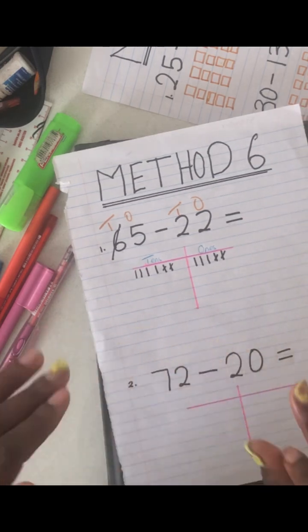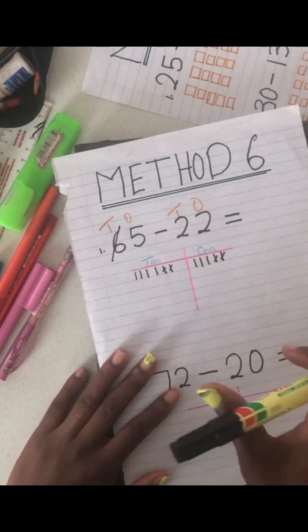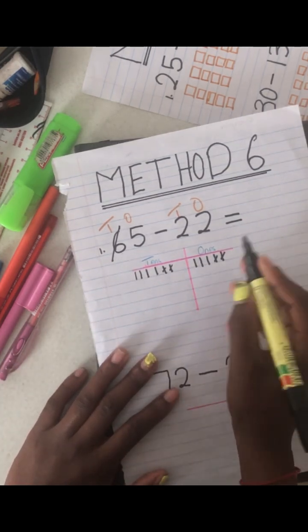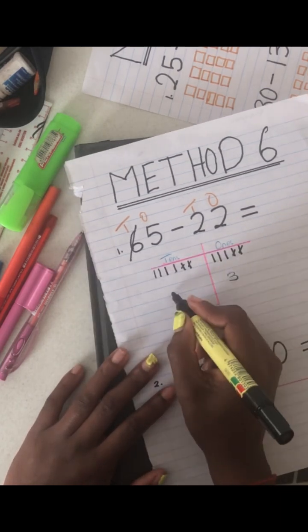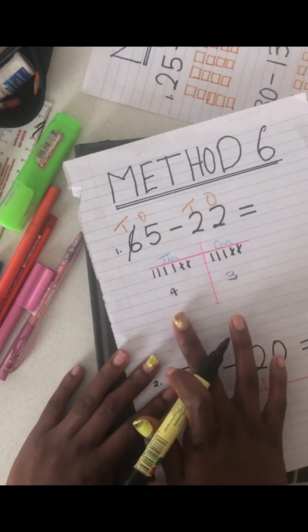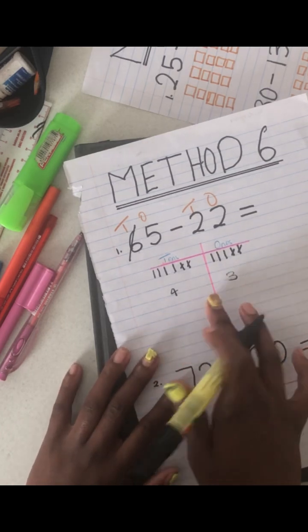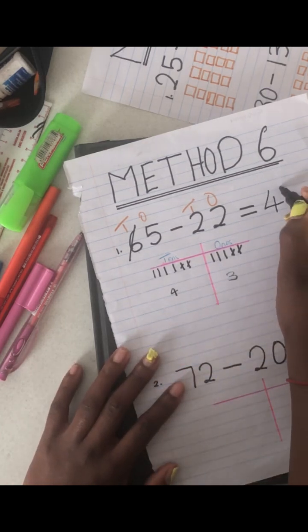Then you count the remaining sticks that have left. So it's 1, 2, 3. It's 3. It's 1, 2, 3, 4. It's 4. So our final answer is 43. Do you guys understand? It's 43.